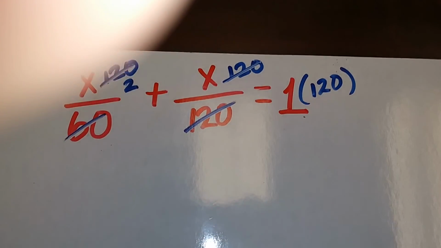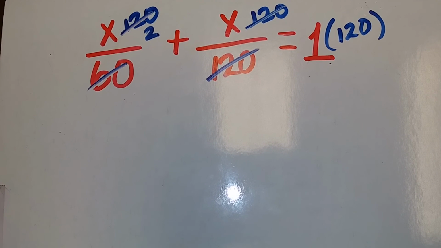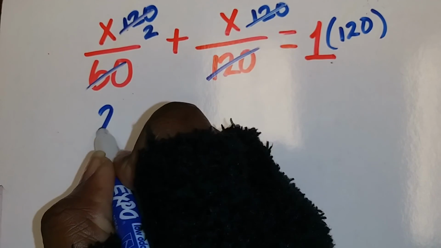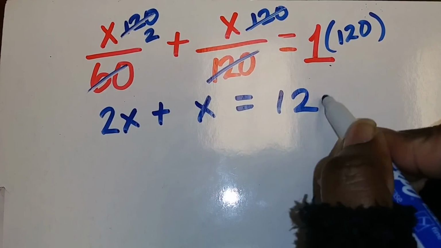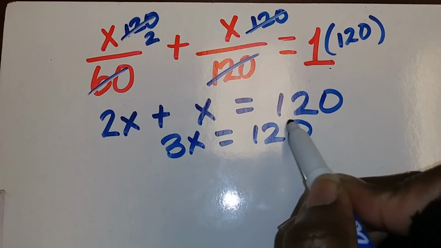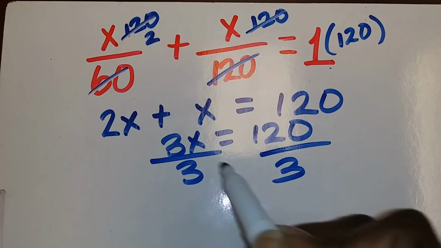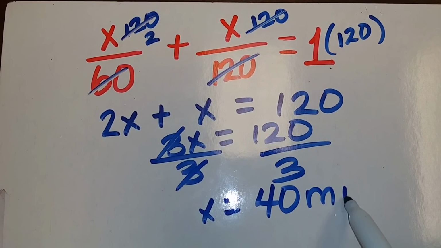If you don't understand the why, look at that video because the man on the video explains it in much more detail, so you can see how he set up x over 60 plus x over 120 equals one set of tests being graded together. I have 2x plus x equals 120. I'm already done. So I have 3x equals 120. Divide both sides by 3. So x equals 40 minutes.